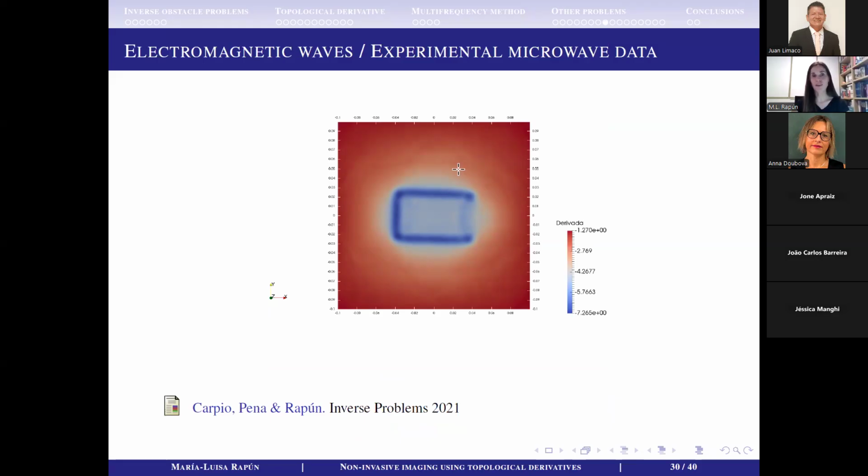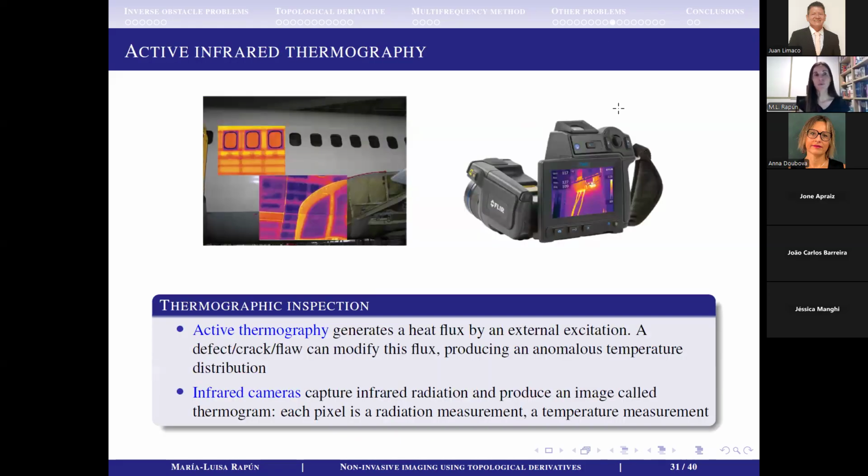So we were very happy to check that the method works not only when you produce the data, but also with real experimental microwave data. Okay, and my final experiments will be related with another technique, another non-invasive technique, which is based on active thermography experiments.